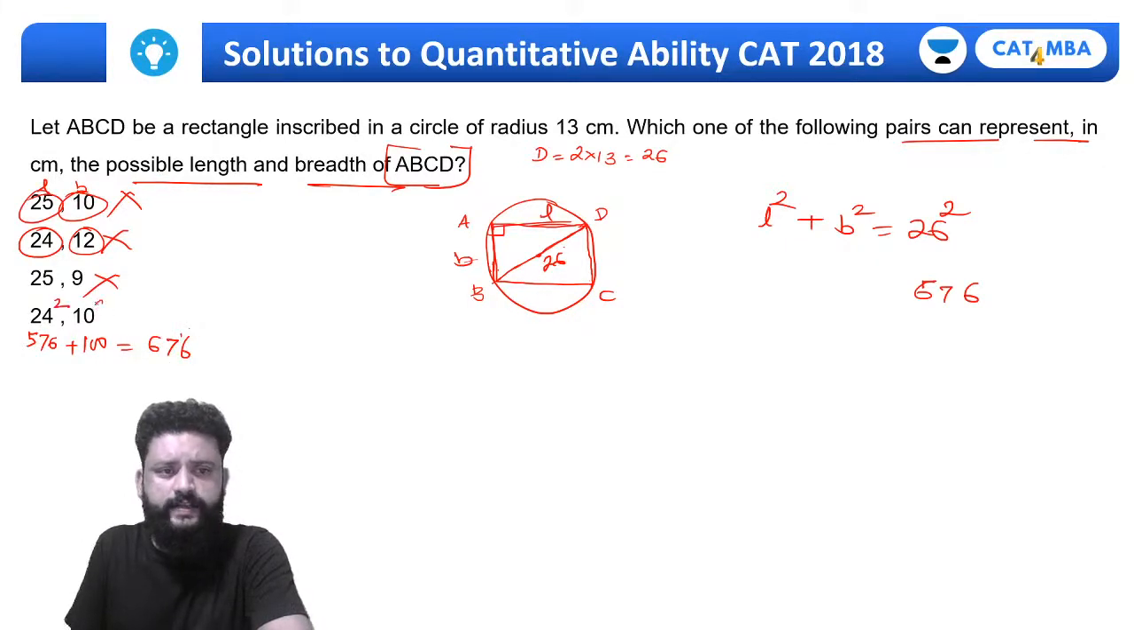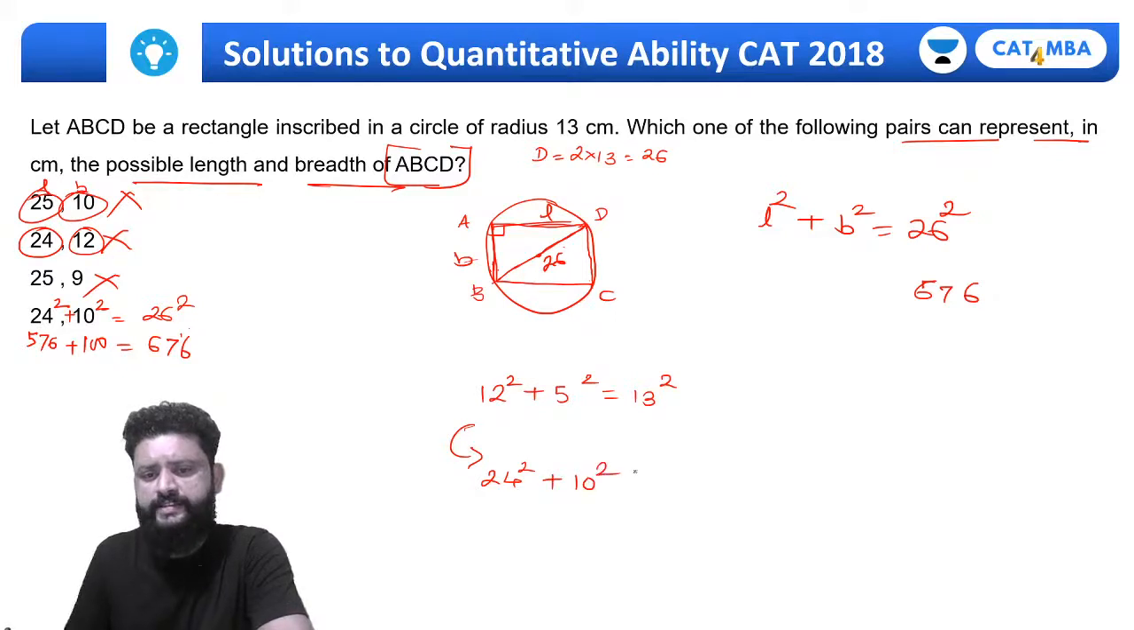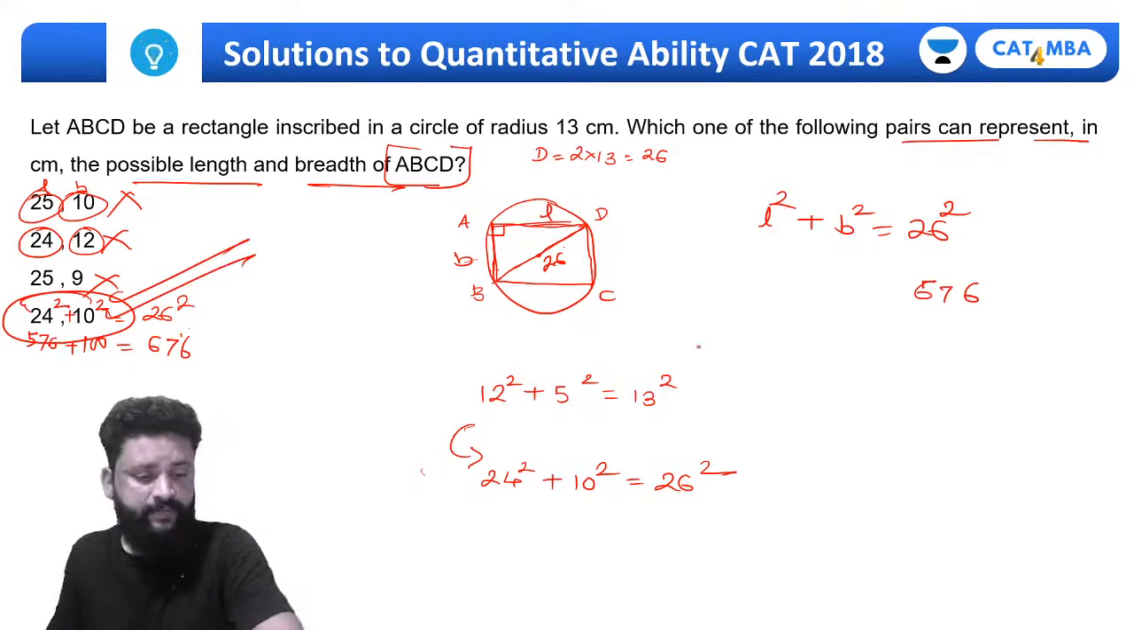So 24 square plus 10 square must be equal to 26 square, and I'm quite sure most of you must be knowing this Pythagorean triplet. 12 square plus 5 square is 13 square. So this triplet was easy to remember. Double of this, 24 square and 10 square, is equal to 26 square. So that's the easiest thing you can do and that you can get in CAT. That is answer option D.